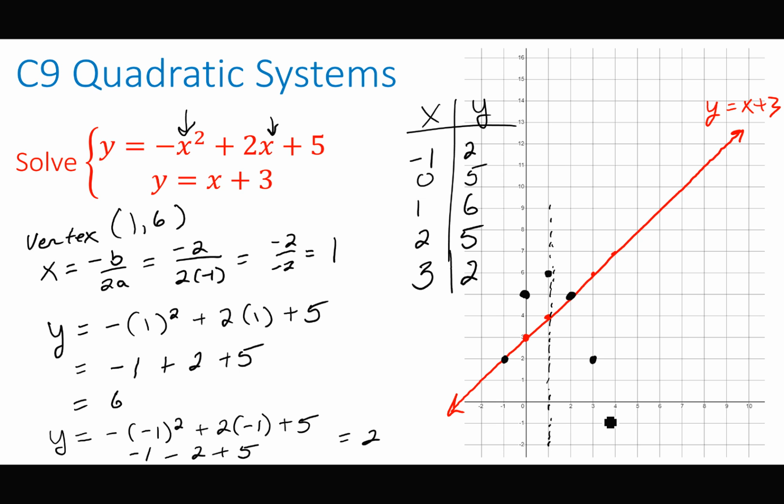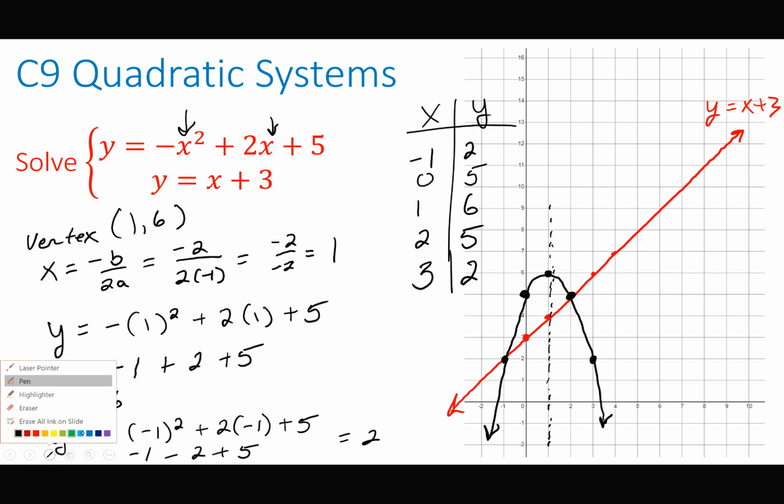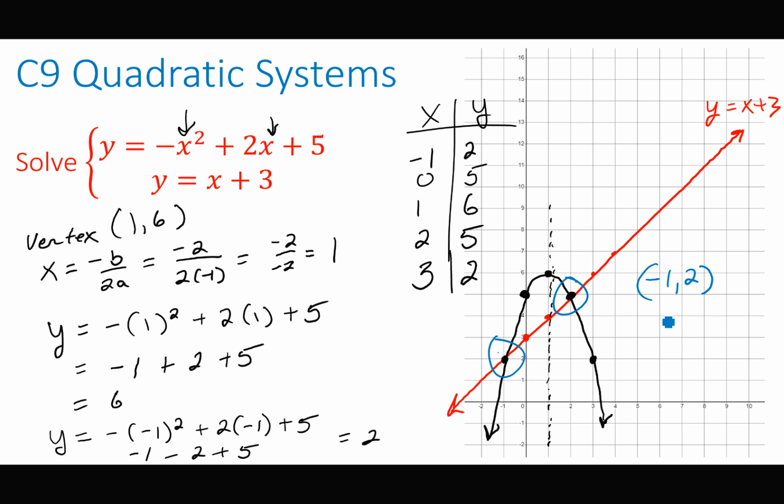So now I have my parabola. It looks like this, comes back down, and I can see my solutions are going to occur here. I'm going to have a solution here, and I'm going to have a solution there. I actually have two solutions to this one, not just one. Those two graphs are crossing in two separate spots. So my solution would be negative 1, comma 2, and also 2, comma 5.